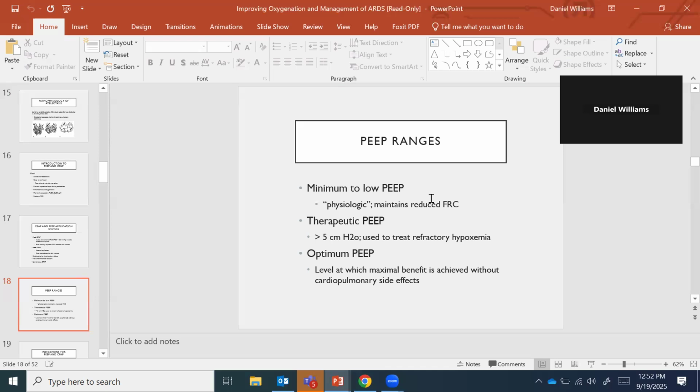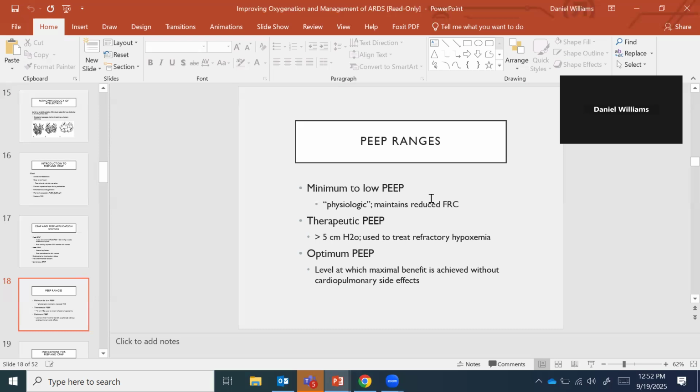And then we look at optimum PEEP, which is part of what's going to be on your exam too, where we start to look at at what point, when we're adding extra pressure to the chest, are we getting more bang for our buck with that? Are we getting the best oxygenation for the patient with the least hemodynamic or cardiovascular compromise for that patient?